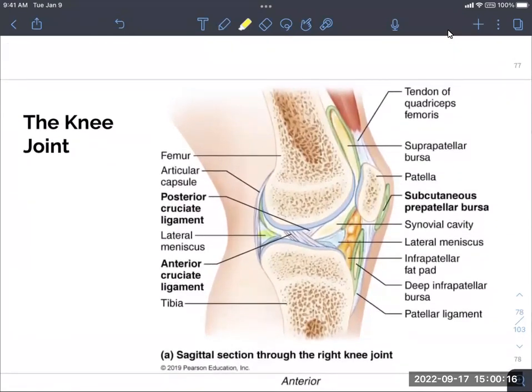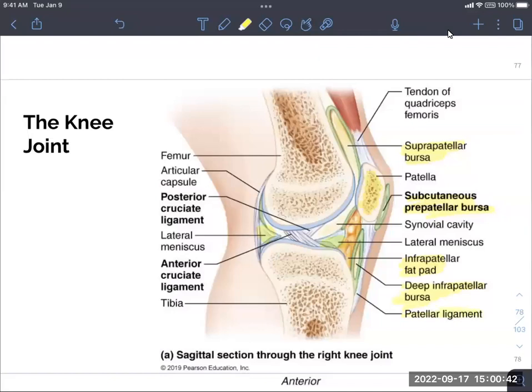You can kind of see the menisci in here, but you see that patella. There's even a patellar bursa. There's a suprapatellar bursa that allows for everything to move. Infrapatellar bursa, your fat pad. Here's the deep infrapatellar bursa. There's a lot of bursas in here.